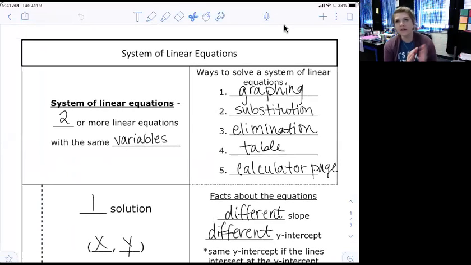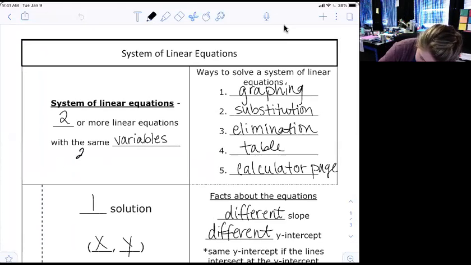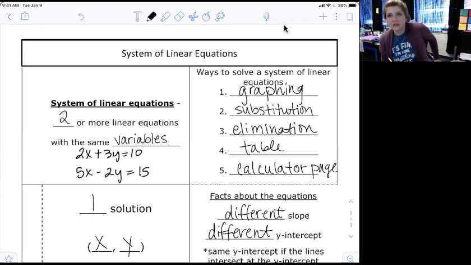Okay, so with our systems, we have systems of linear equations. It is 2 or more linear equations with the same variables. So you're going to see something like this. Maybe 2x plus 3y equals 10. And maybe 5x minus 2y equals 15. That is a system. It's got 2 linear equations, but the variables are x and y.